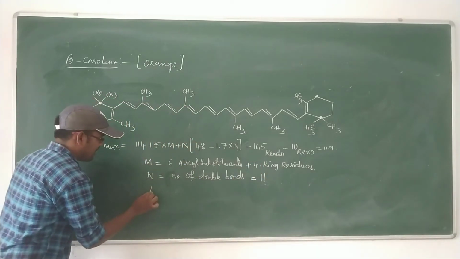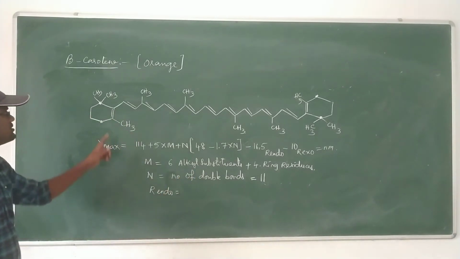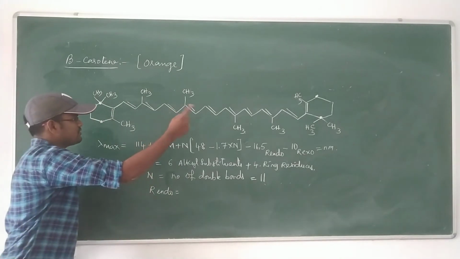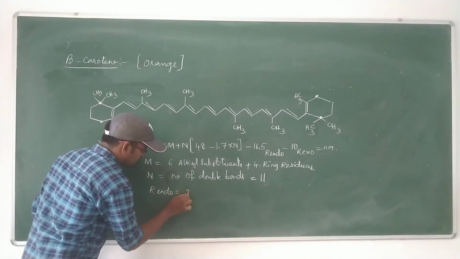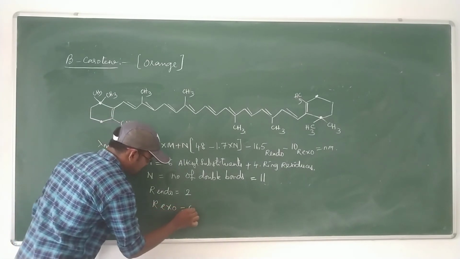Next, R endo. Here we have 2 rings. The first ring has 1 endocyclic double bond, the second ring also has 1. So in total 2 endocyclic double bonds. There are no exocyclic double bonds. Exocyclic double bonds are 0.